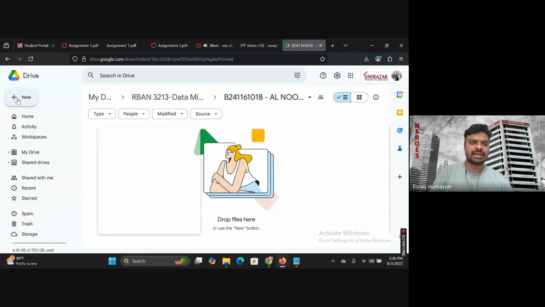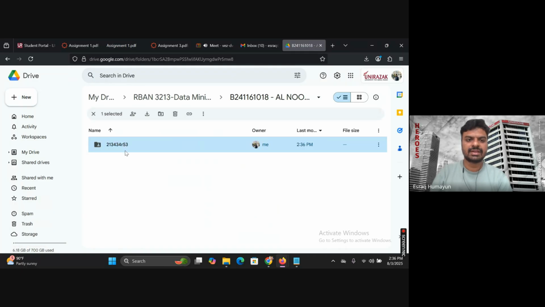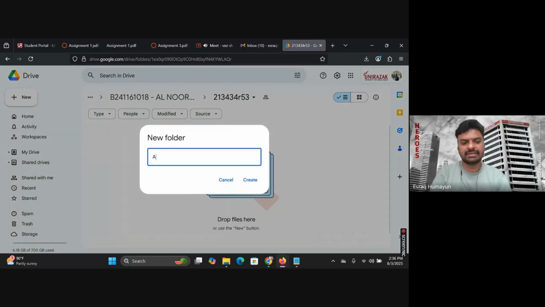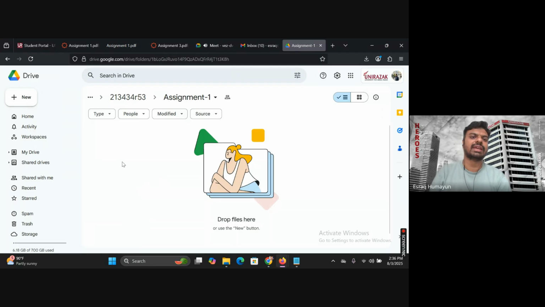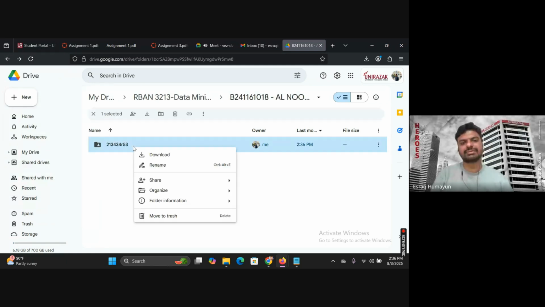In the folder, for example, I am a student and suppose my ID is something like 2174. I will create a folder like this, and inside it I will create a new folder called assignment 1. I will upload my assignment 1 here. Clear? Again for assignment 2, I will create a folder and upload my assignment 2 there.